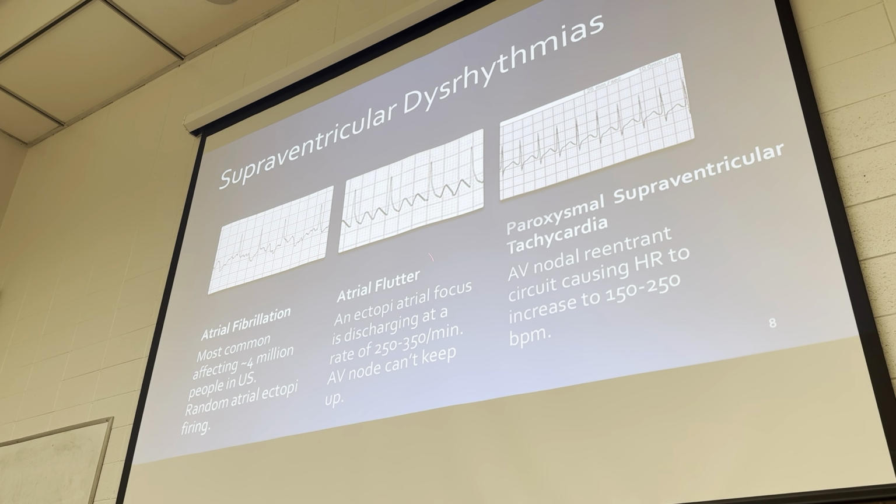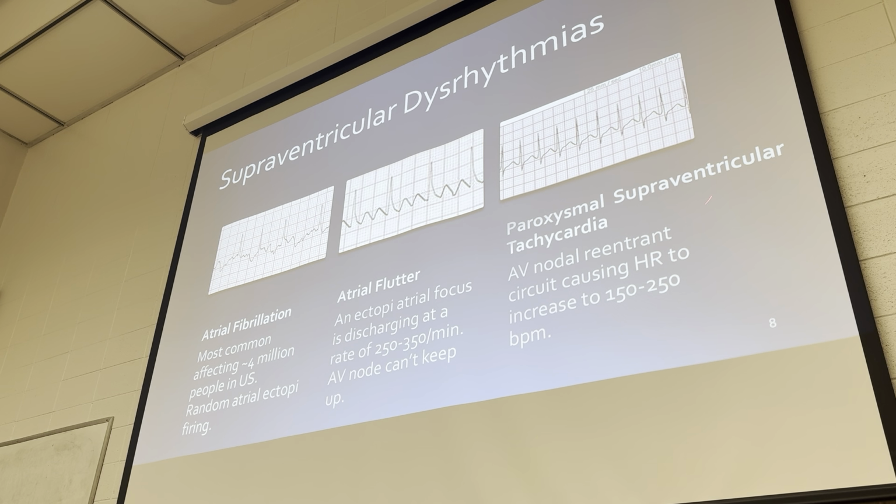Atrial flutter is very similar because we still have atrial-focused ectopic foci that are discharging, but it's more organized at this rate, and the AV node still can't keep up. So our ventricles are doing their own thing while trying to keep a normal pattern while we have this fluttering. Oftentimes we'll see the fluttering first, for a short time, and then it will turn into atrial fibrillation.